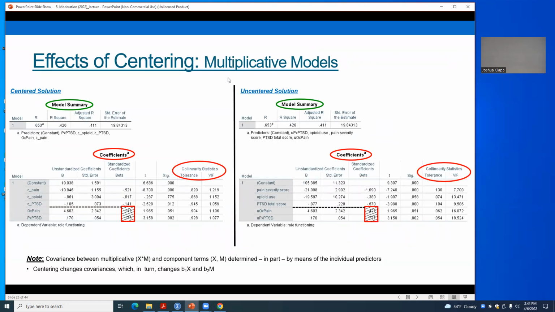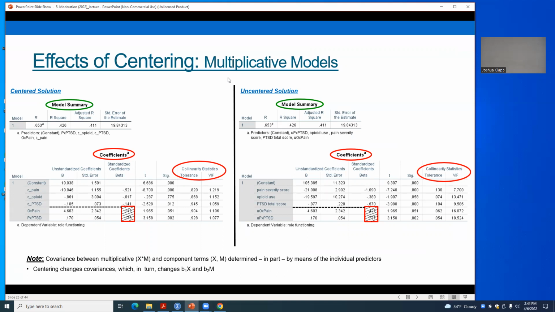But if we go through and we look at our multiplicative models, okay? So here, our model summary, our model fit, all that stuff, our test of the model, this is identical. Nothing changes. Centering doesn't change anything here, right? But if I go down and I take a look at my coefficients, now all of a sudden I am seeing things change, right? The intercept is different. My pain score is different. My opiate use is different. My PTSD total is different across these two, okay? What's not different are my interaction terms, okay?